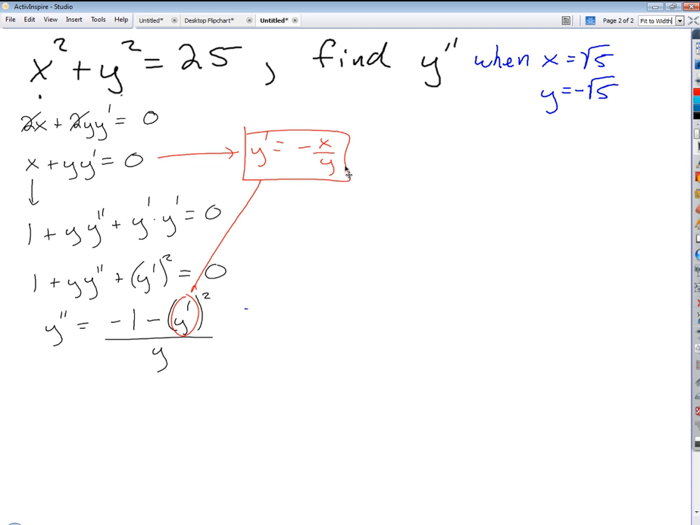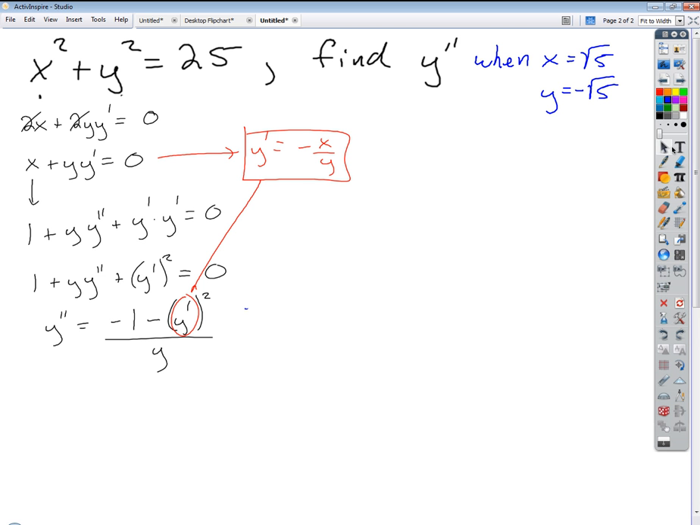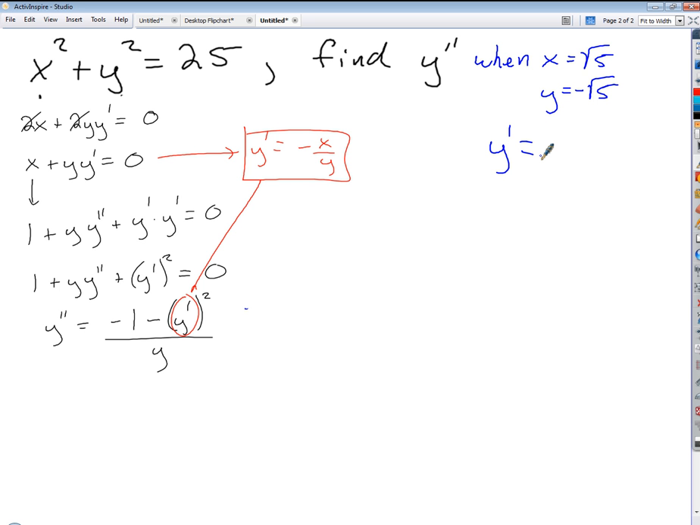But if that's y prime, I can find a value for y prime as well, right? y prime equals negative x over y. So when x equals the square root of 5 and y equals negative the square root of 5, y prime equals positive 1, doesn't it? Because I'm going to get negative square root of 5 over negative square root of 5, right? Everybody see that? So y prime equals positive 1.